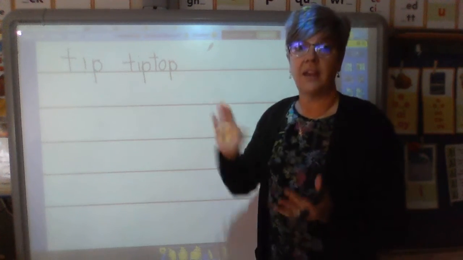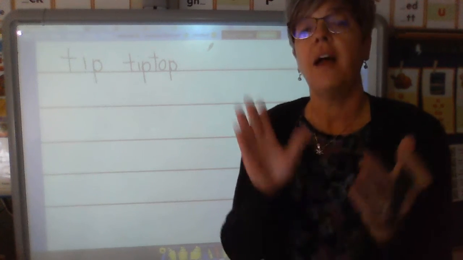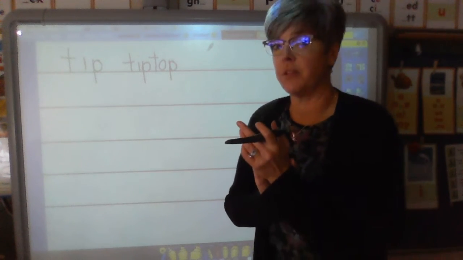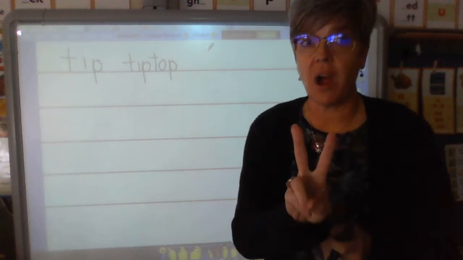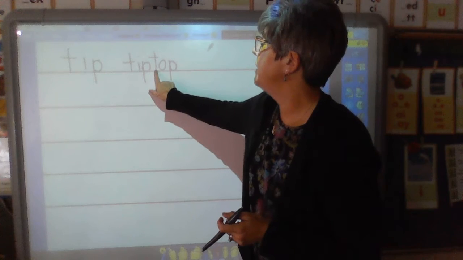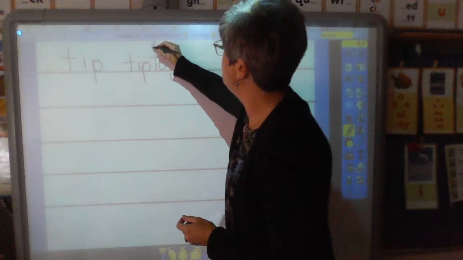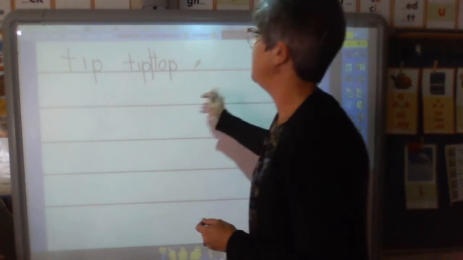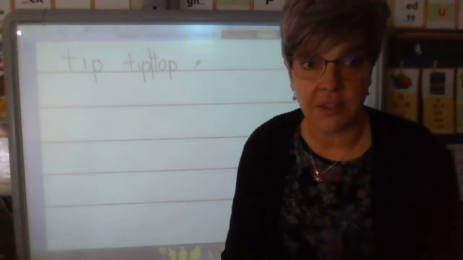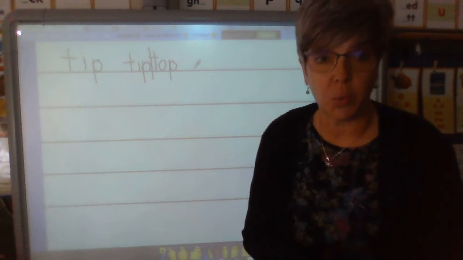So if we clap it out again, tip, top. We hear tip, and then we hear top. So when we draw the line to divide this word into two syllables, we divide it between the two consonants. So watch what I mean. Again, I is a vowel, P and T are consonants, and O is a vowel. So we would divide that word right here between the P and the T. Tip, top. And again, that's called the vowel, consonant, consonant, vowel pattern. Tip, top is a two-syllable word.